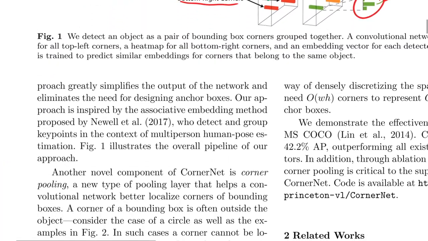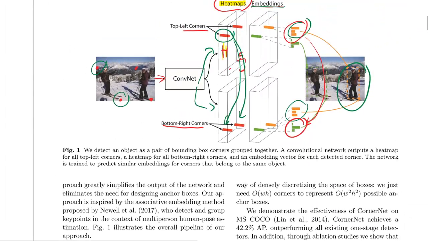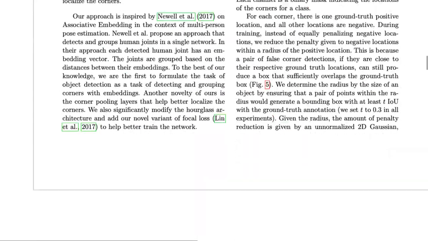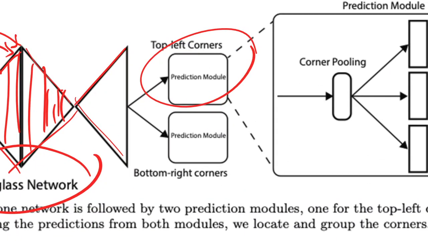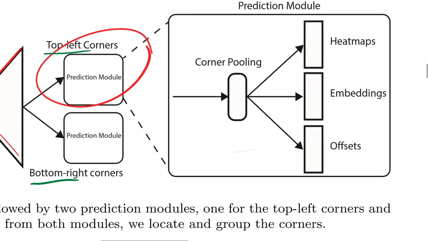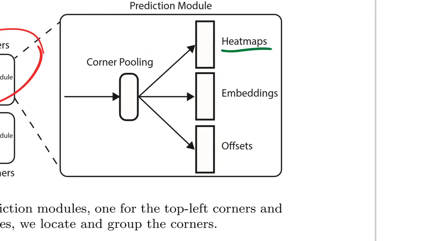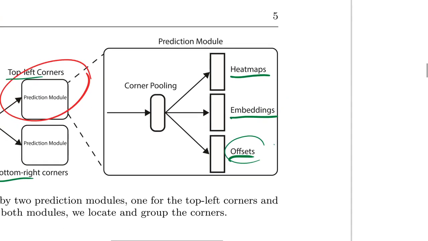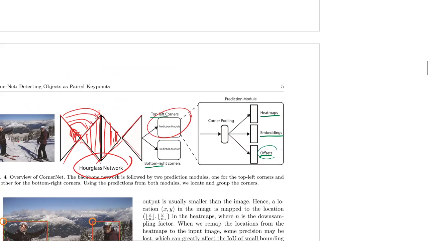All right, so that's the goal right here. You want to get these heat maps and these embeddings, and the way you do it is fairly easy architecturally. You have these two prediction modules, one for top left and one for bottom right, and each of them has three outputs: the heat maps, the embeddings, and the offsets. The offsets are simply a way for you to deal with the fact that you downsample, and by downsampling you have to round certain pixels to certain locations, and the offsets compensate for this. But I don't want to focus on these right now. So you simply have these two outputs right here. Now we'll look at corner pooling in a second, but how do you train this?